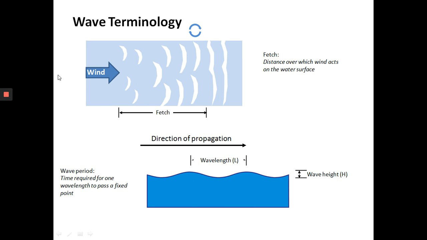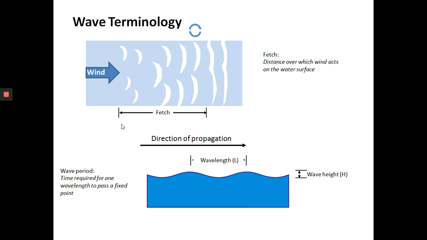So you have wind in this case, which is moving from left to right on a very large surface of water. Now the distance that the wind acts on the surface water, where it interacts with the surface water and produces waves, this is called the fetch, this distance here.